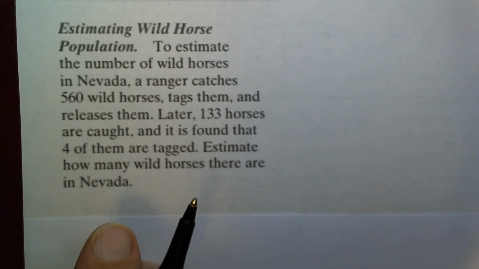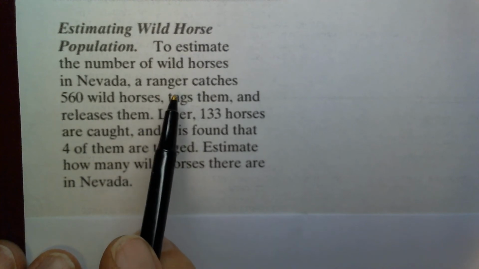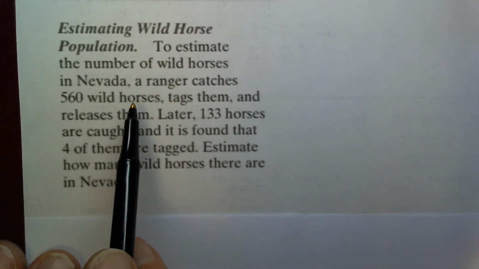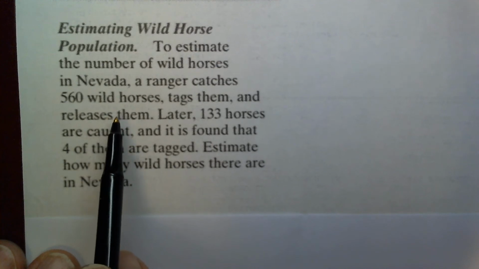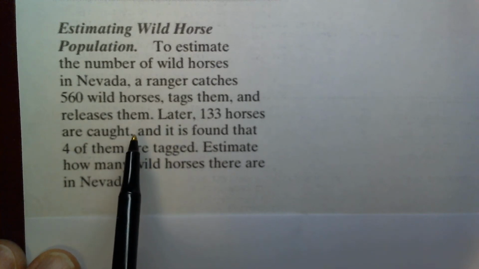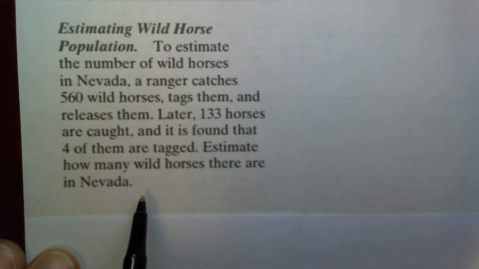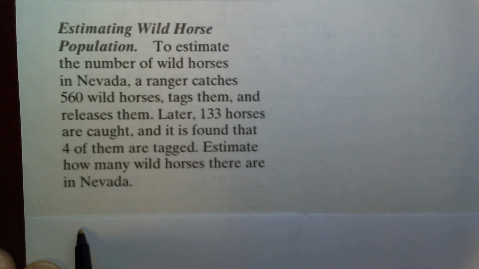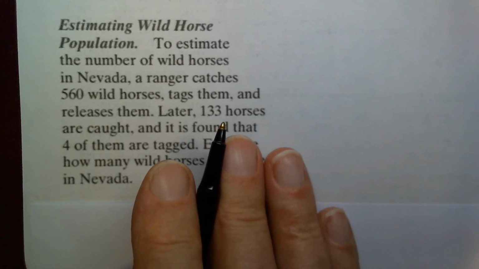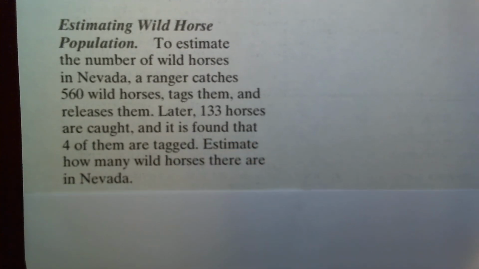For the next example, estimating wild horse population. To estimate the number of wild horses in Nevada, a rancher catches 560 wild horses, tags them, and releases them. Later, 133 horses are caught, and it is found that 4 of them are tagged. Estimate how many wild horses there are in Nevada. So let's say that H would be the number of wild horses in Nevada.